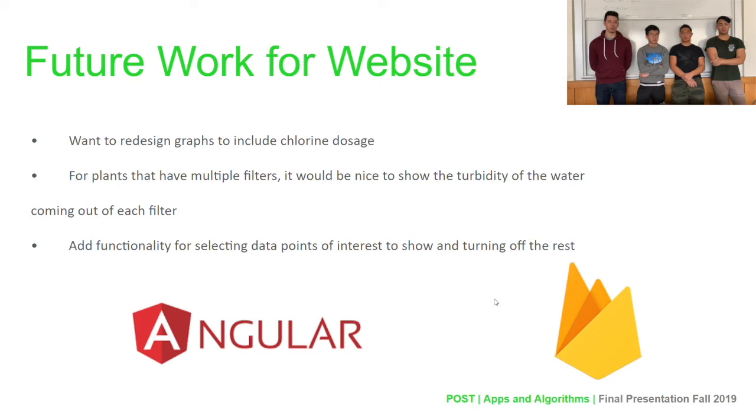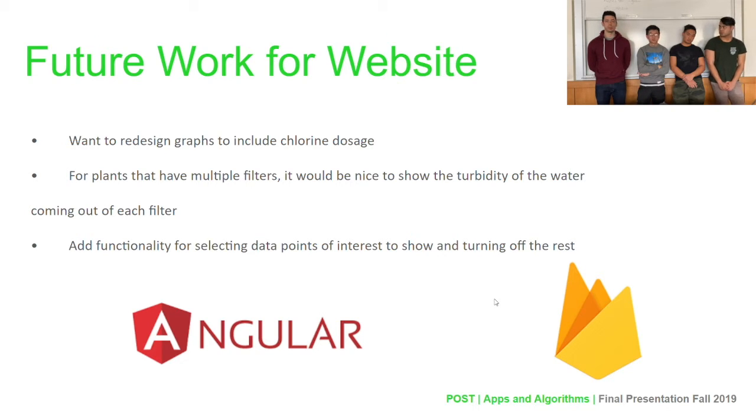So going on to the future work for the site, as I said, we want to redesign the graph so as to include this extra data. If we were just to put the chlorine dosage on the graphs that we have now, it would be very cluttered and not very informative to anyone who's trying to learn about the plants. So we're thinking of how to better display the data, given that now we're trying to show more data.